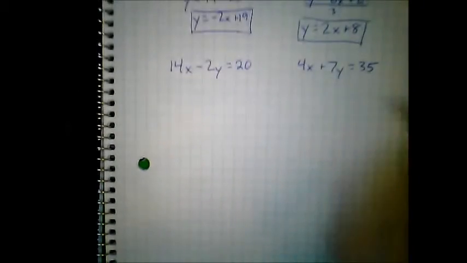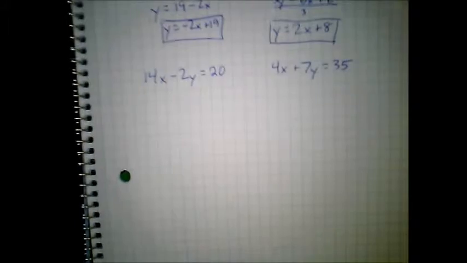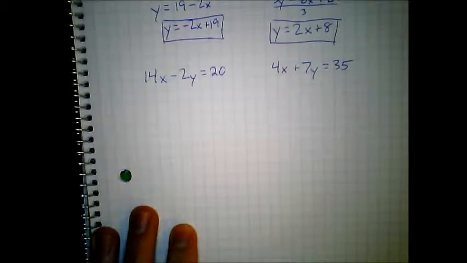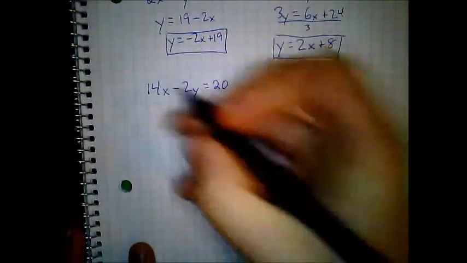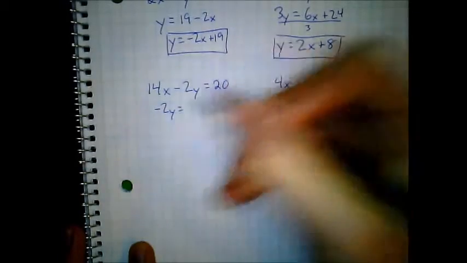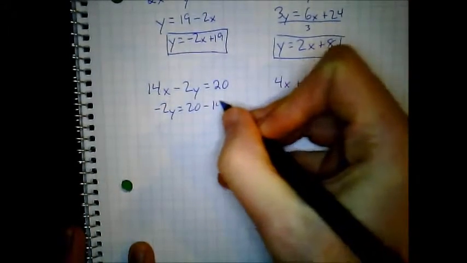Okay, our left example, we want to add on negative 14x or subtract 14x from both sides. We have negative 2y equals 20 minus 14x.